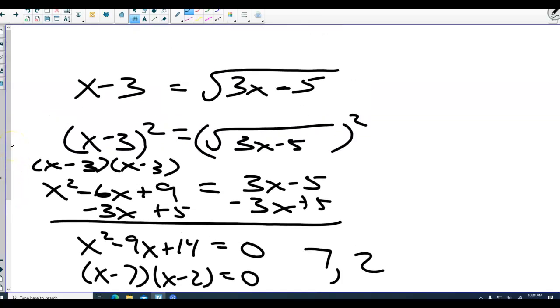7 minus 3 is 4. 3 times 7 is 21, minus 5 is 16. The square root of 16 is 4. So 7 works. But what happens when I put 2 in? 2 minus 3 is negative 1, yet 3 times 2 is 6 minus 5. What's the square root of 1? 1. Negative 1 doesn't equal 1. We call this an extraneous solution. So your only answer here is 7. You do need to account for that.